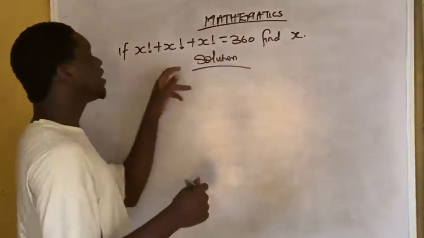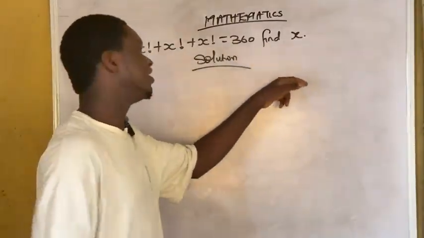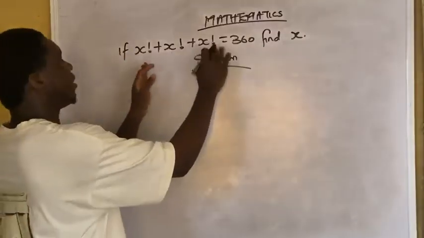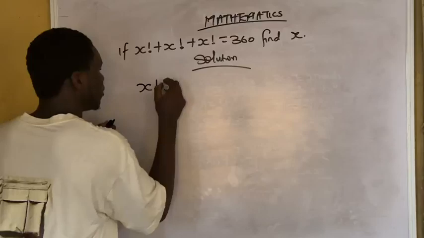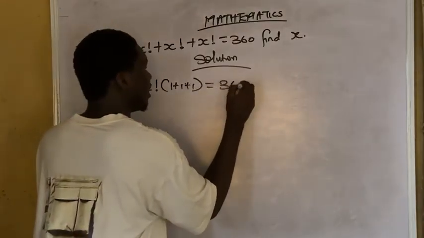Now, let's go. If x factorial plus x factorial plus x factorial is equal to 360 degrees, find x. First of all, we are going to factorize x factorial because we see that we have x factorial here. That's to say we have x factorial into bracket 1 plus 1 plus 1 equal to 360 degrees.